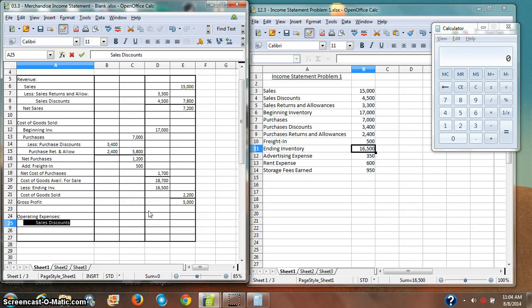And we have advertising expense. That's one. And I'll subtotal it in this second column here. Advertising expenses, $350. And then I have rent expense, which is $600. Again, I'm getting these numbers from over here. And this leads to total operating expenses.